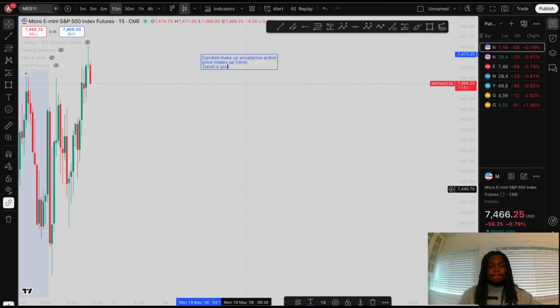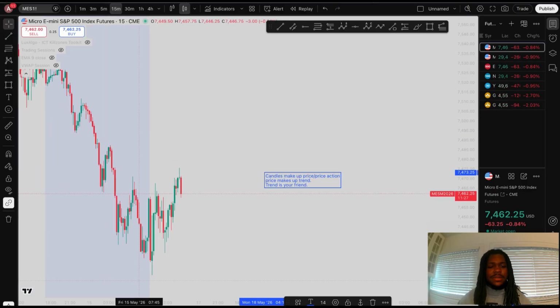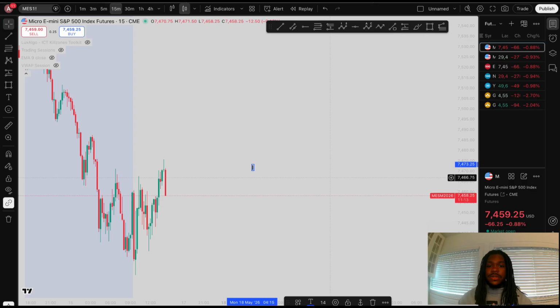is your friend, which we went over earlier. That means you want to follow the trend. You don't want to trade against the trend, because trend tells a story. It's literally like the cheat code. It tells you what price wants to do, whether it wants to go up or go down, and then it's your job to find confluences that align with this. So yeah, that was a pretty simple breakdown on trend.